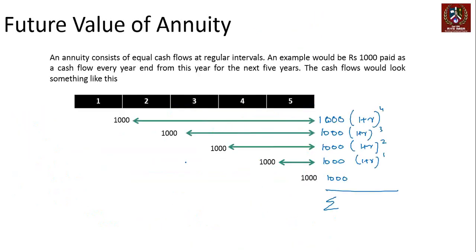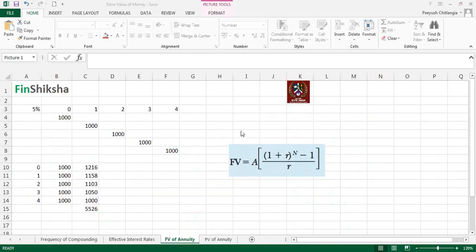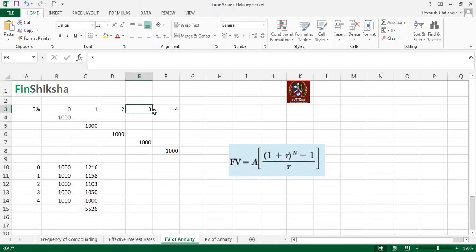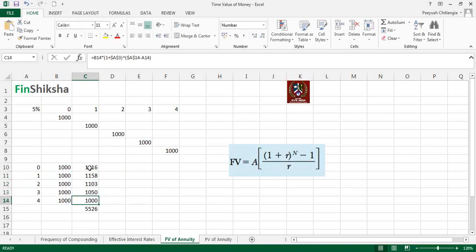In our earlier example, let's look at these two examples of our future value and present value in the Excel file. So this is what we had exactly seen earlier. Our cash flows are, let's say, happening at this point of time. Let's assume the rate of interest is 5%. So effectively, my first cash flow gets invested for 5 years, the second for 4 years, the next for 3 years, then 2, then 1, and then 0 years. And the sum of this gives me 5526.